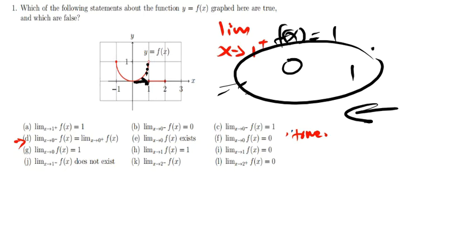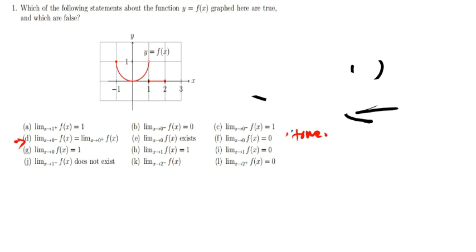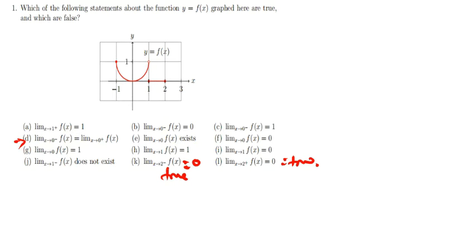Okay, what of 2 from the left side? I can see here I have got the red line. As we are getting closer to 2 from the right side, the value of y is 0. Sorry, it's 0, not 2. As we are getting closer to 2 from the left side, the value of y is also 0, because I can clearly see that the red line is sitting on 0. So this is going to be true. That is it for this one.